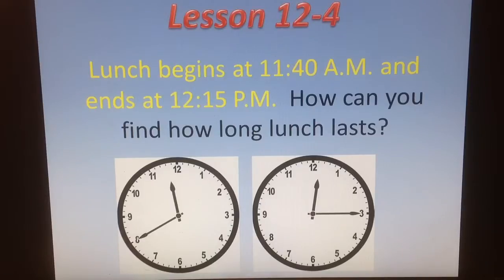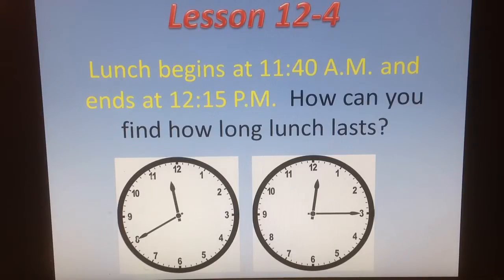Now, yesterday I talked about the fact that 12:15 p.m. is not the middle of the night, as some people think. 12:15 p.m. is the end of lunchtime. It's less than an hour between 11:40 a.m. and 12:15 p.m. 12 o'clock is when it changes from a.m. to p.m. How can you find how long lunch lasts?